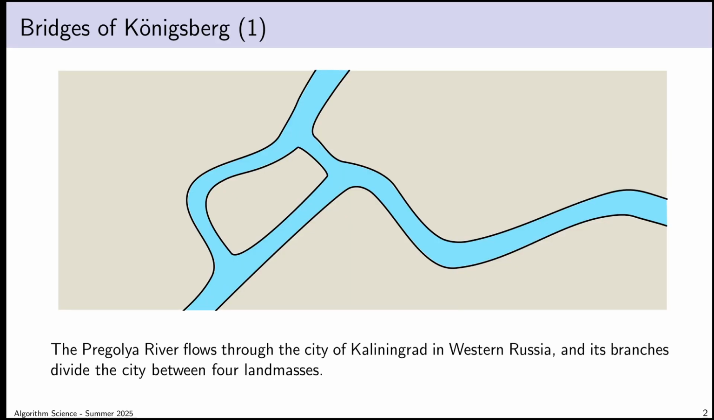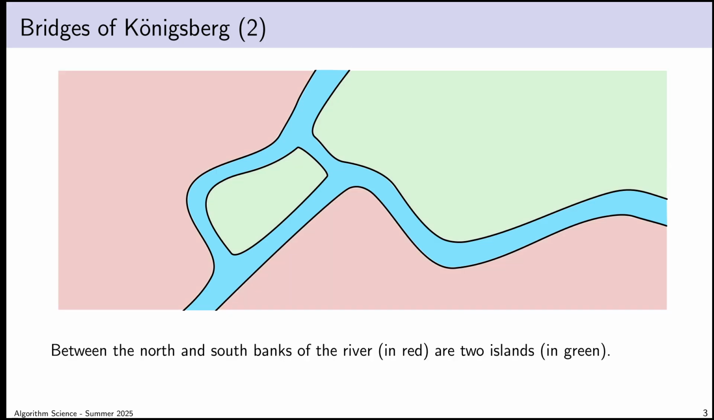So there's this river, and it's currently called the Pregolia River. In modern day, it flows through Kaliningrad, which is in western Russia. And you can see here, I've zoomed in on a certain part of the city. Notice how the river branches out a bit, and it divides the city between 4 different land masses. So on the top, we have the north bank of the river. We also have the south bank of the river.